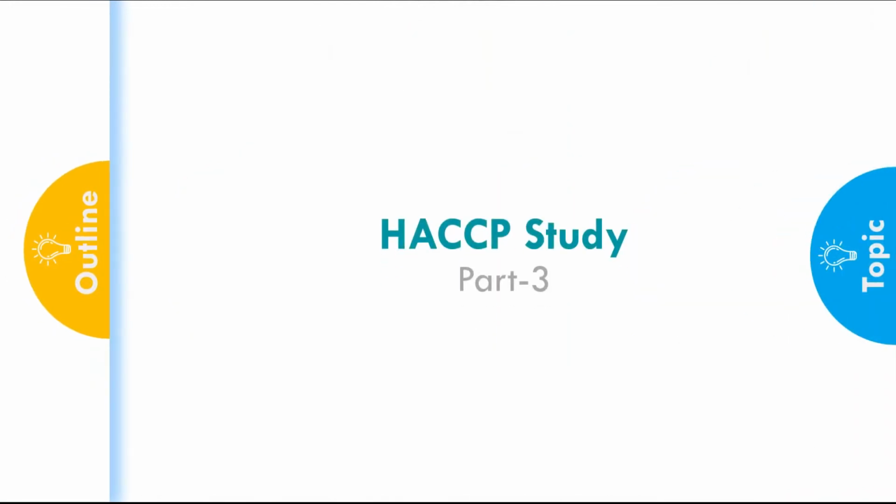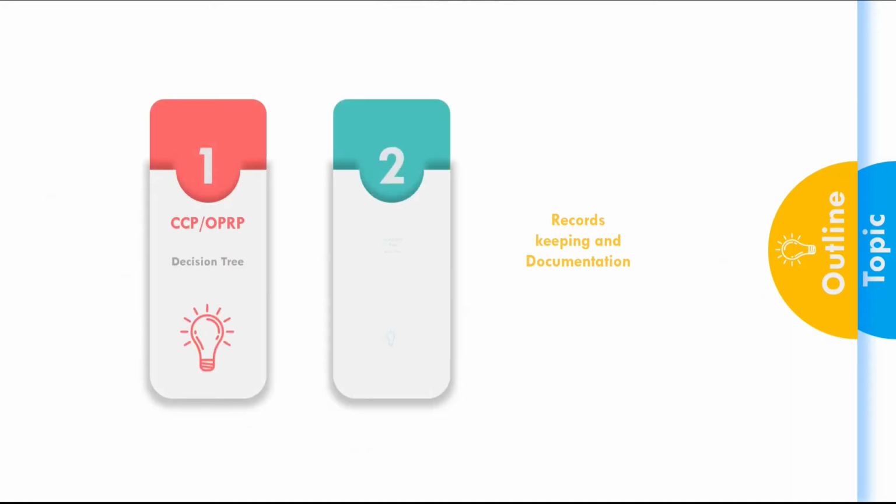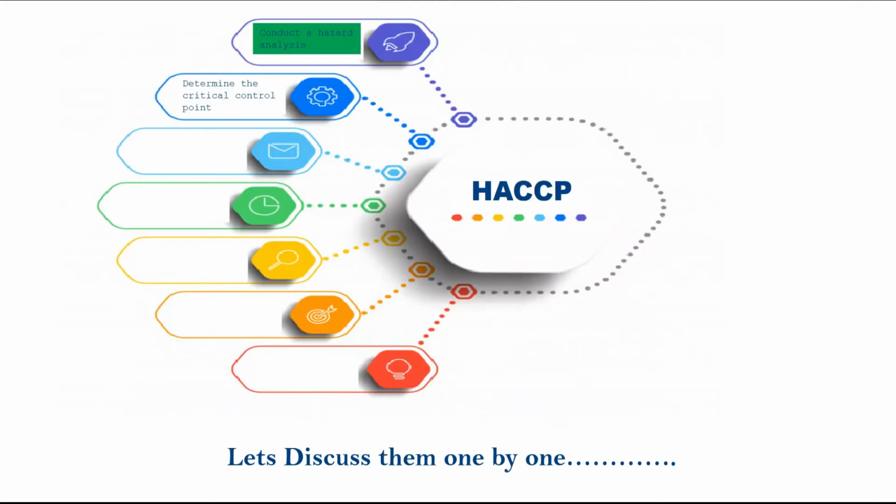Today we will discuss HACCP Part 3, and in this video we will cover the rest of the HACCP study. The main outline is we will cover the CCP OPRP decision tree, then the CCP OPRP plan, and finally record keeping. In HACCP Part 2 I discussed in detail how to analyze hazards. Anyone who has not seen that video, go first and see HACCP Part 2, then come here and continue with Part 3. In today's video, I will discuss how to determine CCPs. So let's discuss all the points one by one.